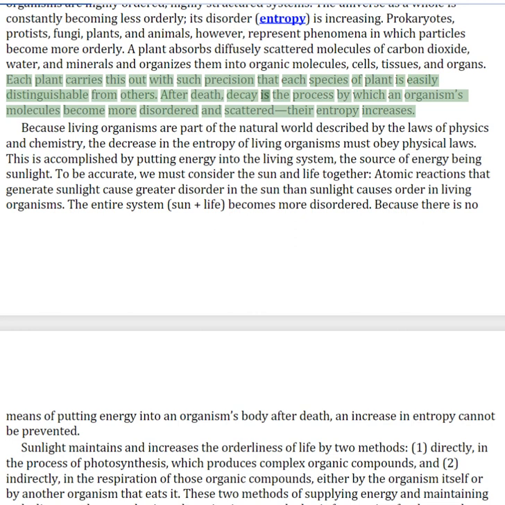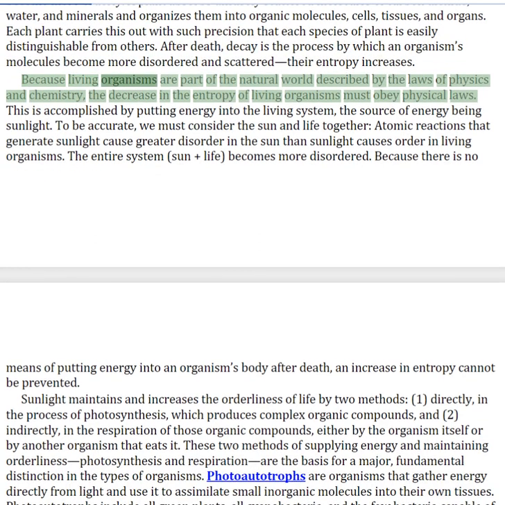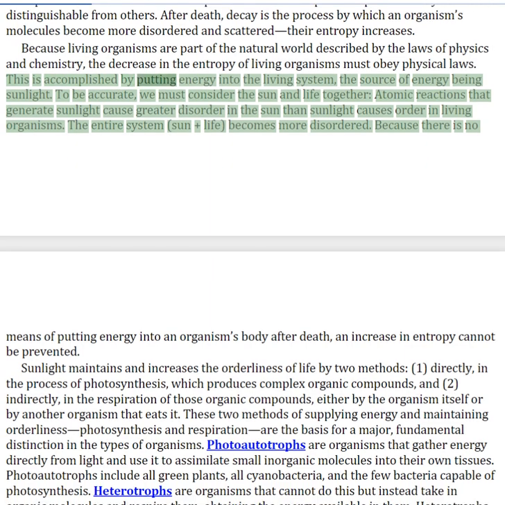After death, decay is the process by which an organism's molecules become more disordered and scattered; their entropy increases. Because living organisms are part of the natural world described by the laws of physics and chemistry, the decrease in the entropy of living organisms must obey physical laws. This is accomplished by putting energy into the living system, the source of energy being sunlight. To be accurate, we must consider the sun and life together. Atomic reactions that generate sunlight cause greater disorder in the sun than sunlight causes order in living organisms. The entire system becomes more disordered.